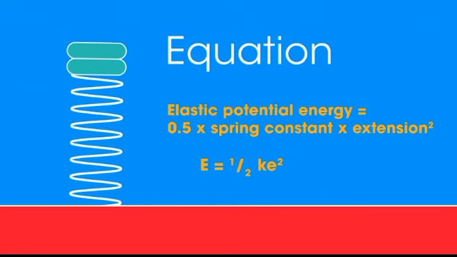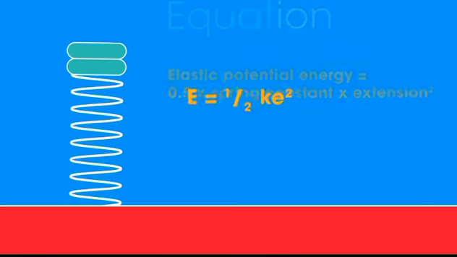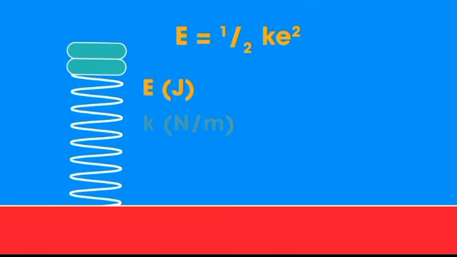Assuming the spring obeys Hooke's law, where elastic potential energy E is measured in joules, spring constant k in newtons per meter, and extension e in meters.